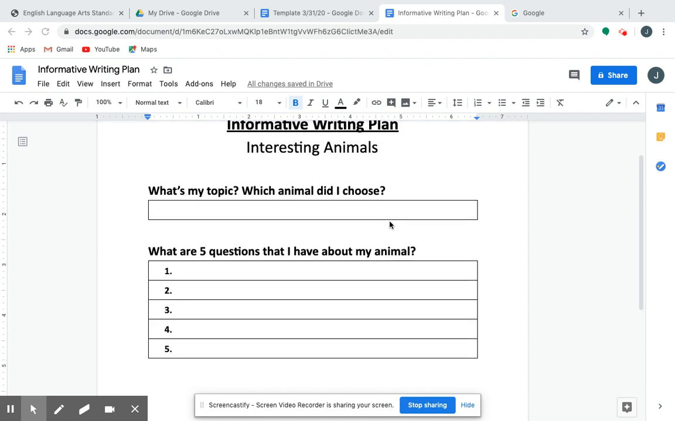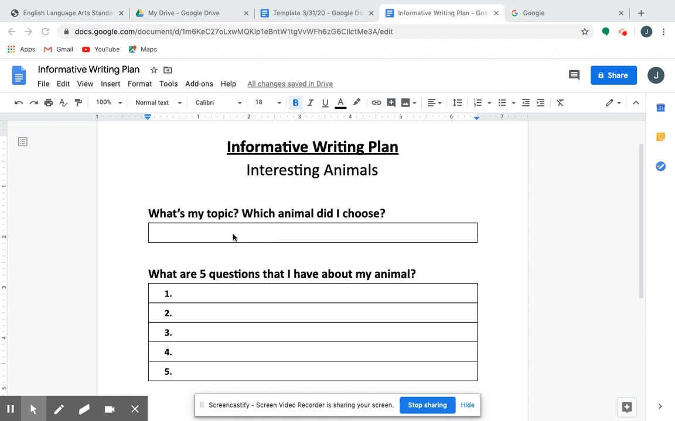So what's my topic? Which animal did I choose? Well, I chose yesterday. You guys saw I was thinking about choosing the pink fairy armadillo, and I think I'm going to stick with that. So I'll write pink fairy armadillo.